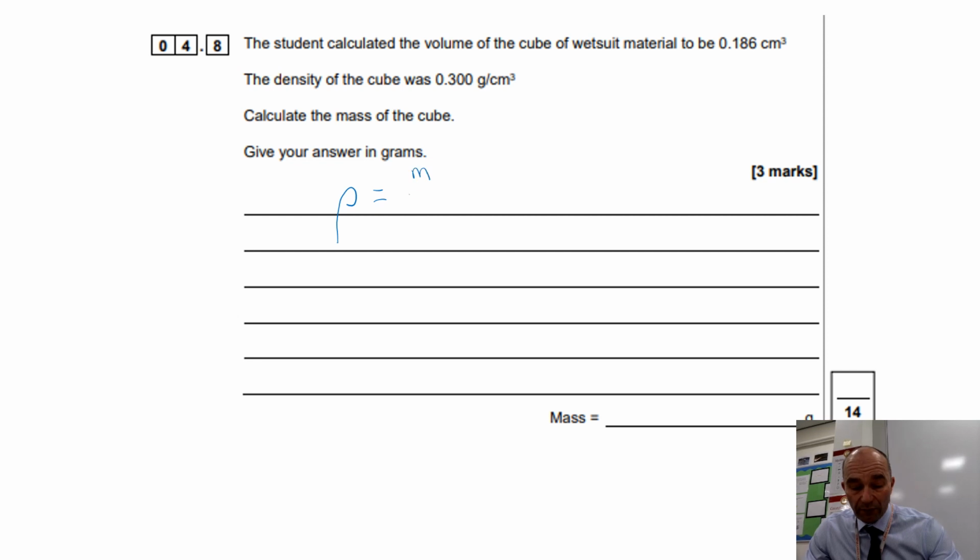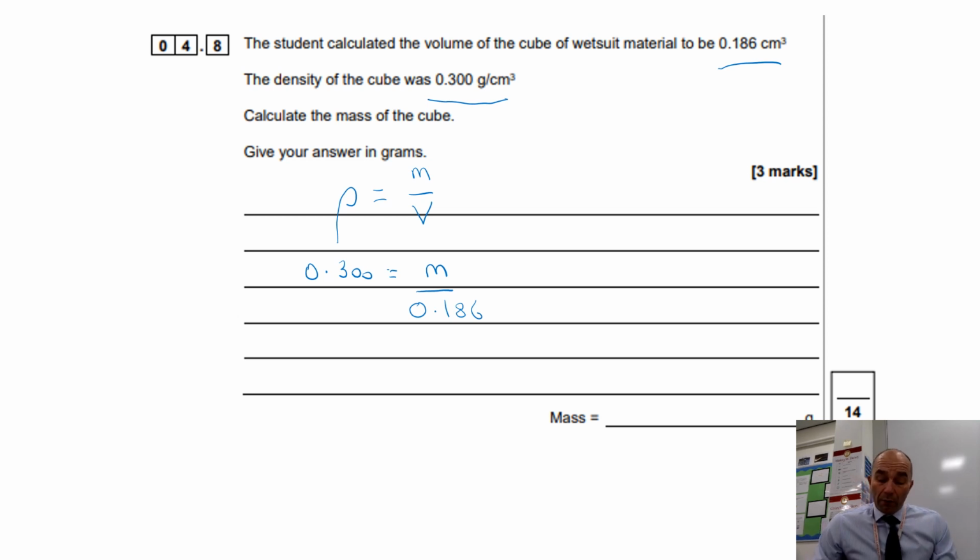So we've got density is mass over volume. Now we don't get a mark for writing that formula out again. We've got that in the previous question. But we do get a mark for substituting in the numbers that we've got. So here we're being told that the density is 0.300. Now we need to calculate the mass. So the mass is our unknown one, but we've been given the volume of 0.186. You get a mark for substituting in the numbers correctly. Now the second mark comes from rearranging it to get m, making m the subject of the formula.